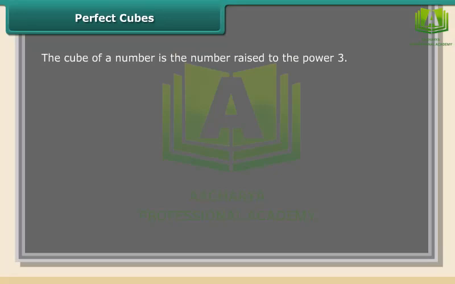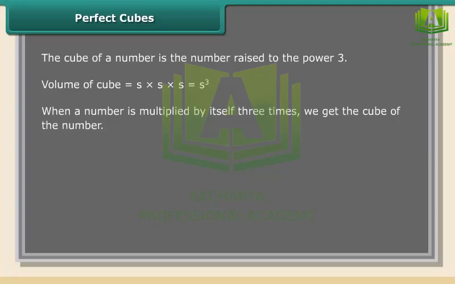Perfect cubes. The cube of a number is the number raised to the power 3. Volume of a cube is equal to s into s into s, which is equal to s cube. When a number is multiplied by itself 3 times, we get the cube of the number.